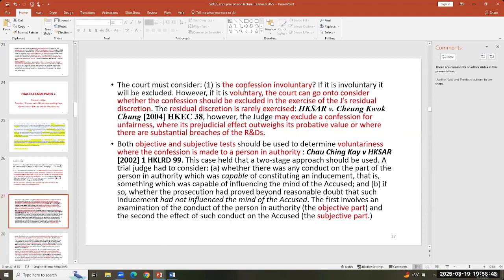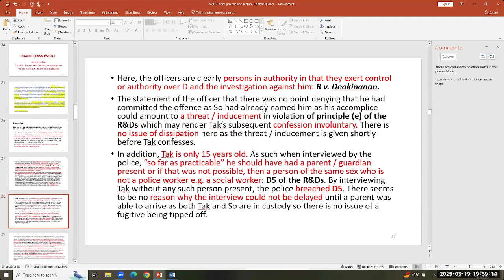And then we've got the two-stage objective and subjective test in Chow Ching K that we can set out as well. Is there any conduct on the part of the person in authority that's capable of amounting to an inducement? And if so, did it actually influence the mind of the accused? So what I'm doing here is just summarizing from your lecture notes, okay? So this is all in your material already. We also need to establish that the officers are clearly people in authority under the test in Dio Kananen. They have control over the defendant, over the investigation against him.